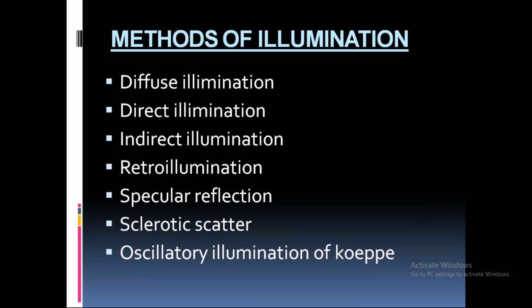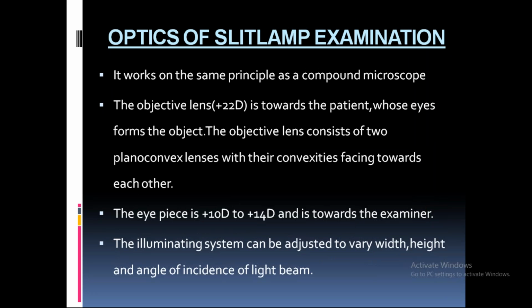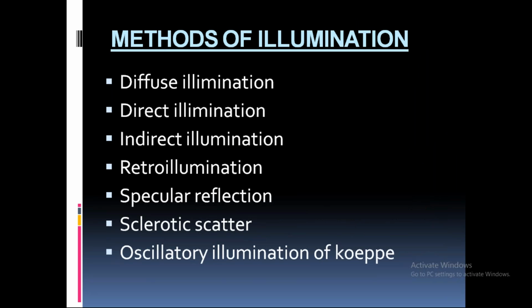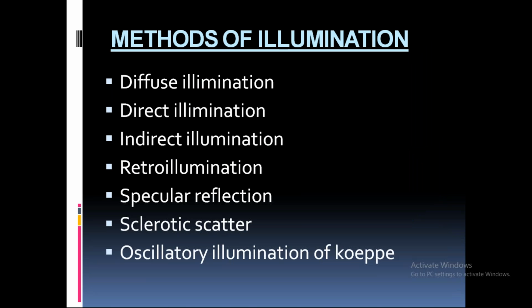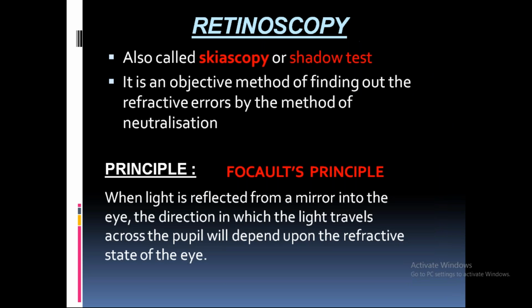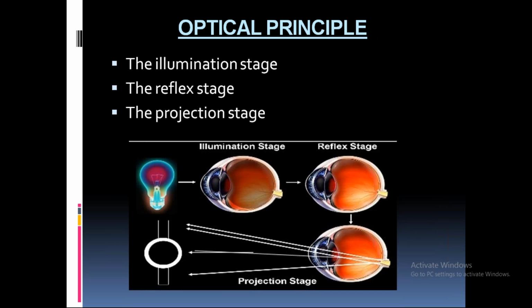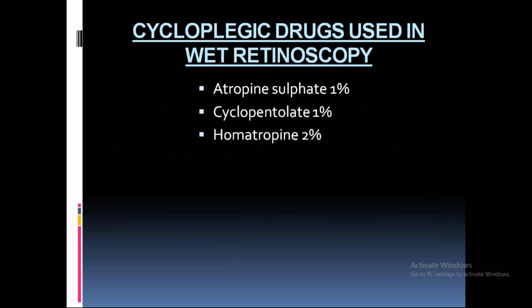Ophthalmoscopy, retinoscopy, slit lamp examination, various types of illumination: diffuse illumination, direct illumination, indirect illumination, retroillumination, specular reflection, sclerotic scatter, oscillatory illumination. These are the various types of illumination. These are the cycloplegic drugs used in wet retinoscopy: atropine, cyclopentolate, and homatropine.